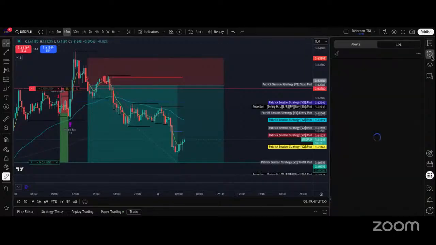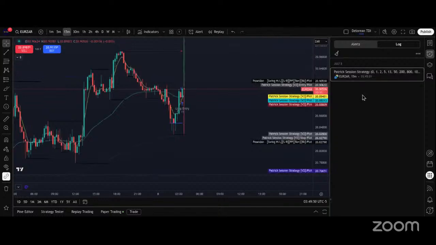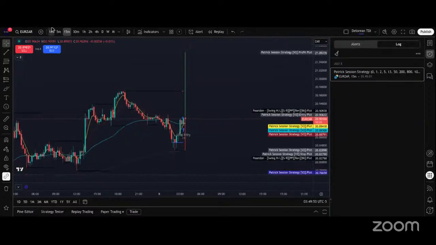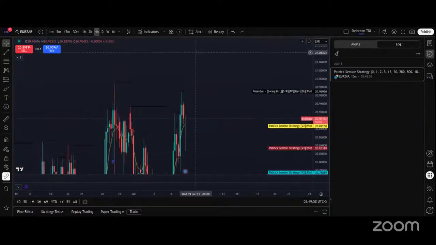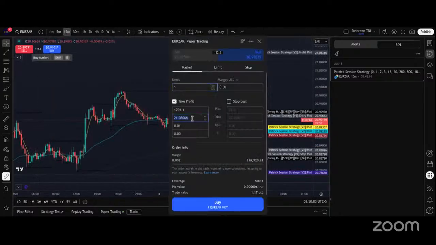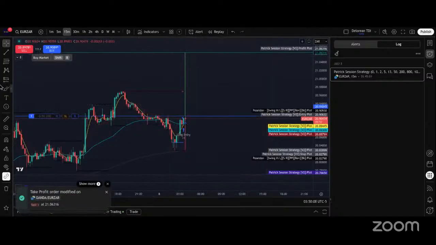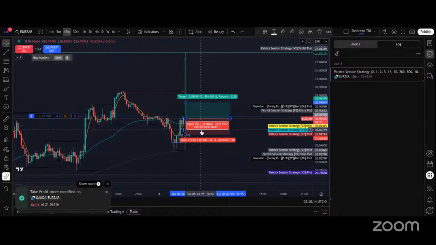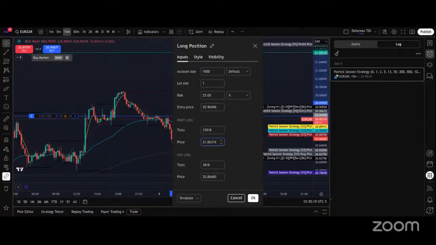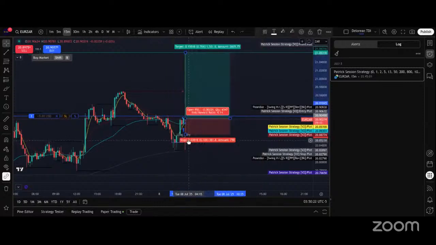We have one more. This is Euro ZAR, Euro versus the South African Rand. That one's valid. It's going to be a buy to 21.06316. Let's get this called out.